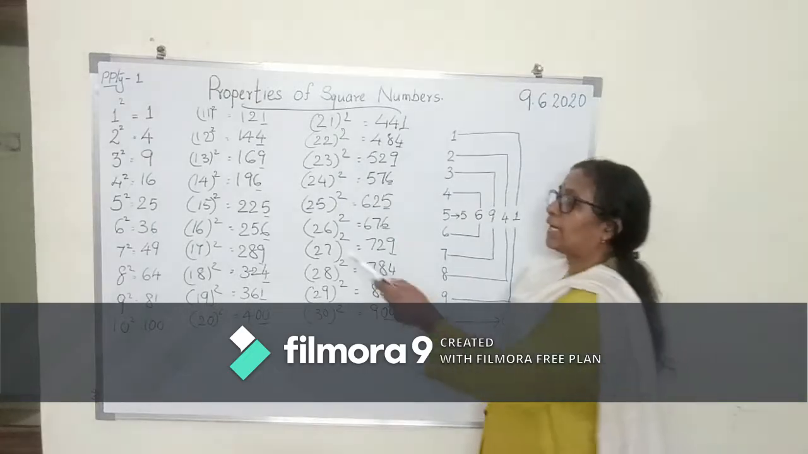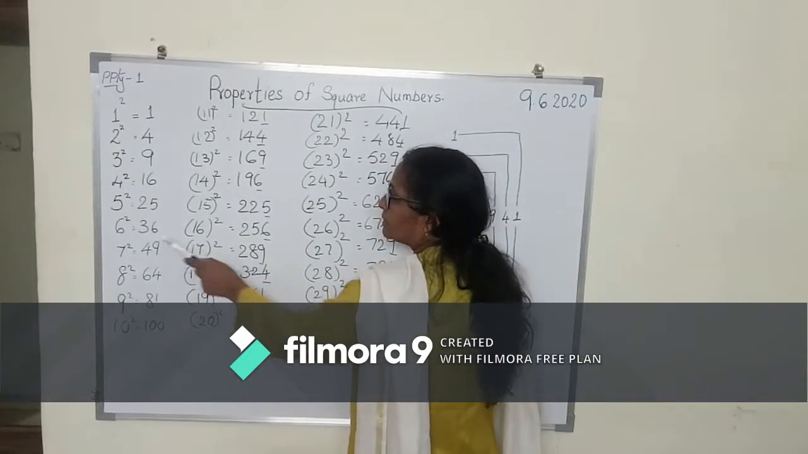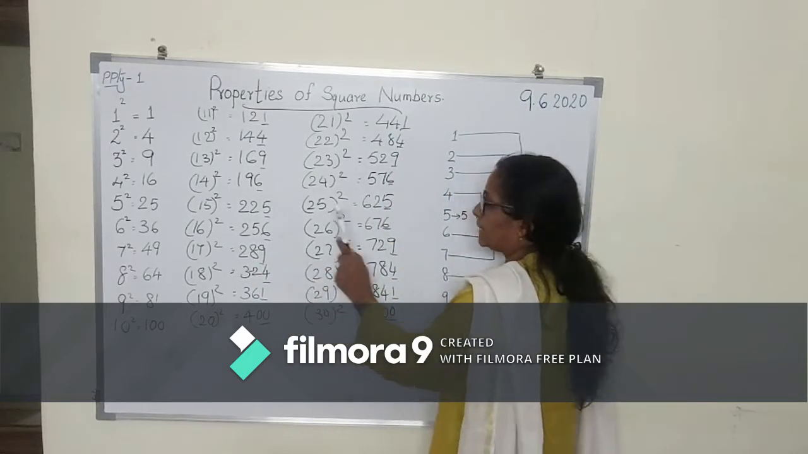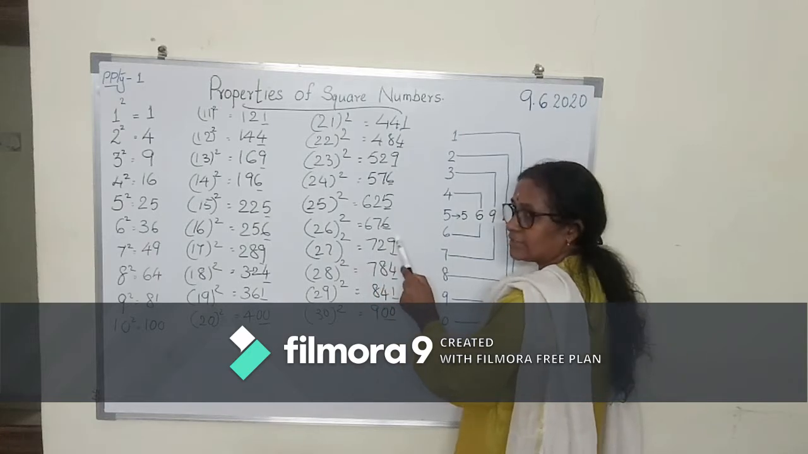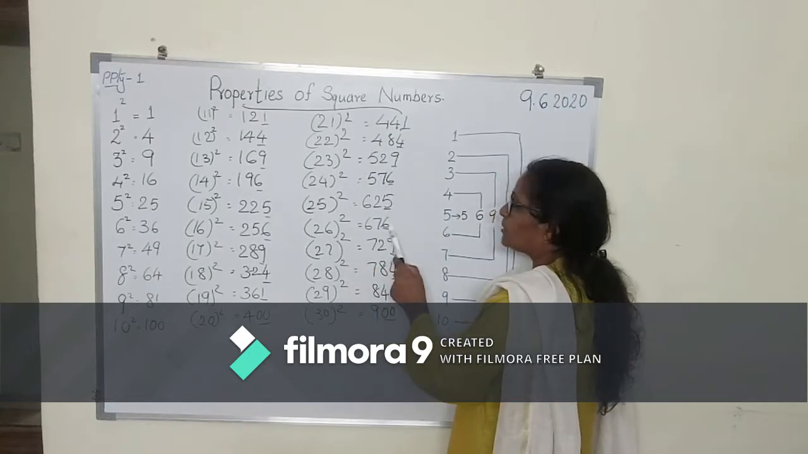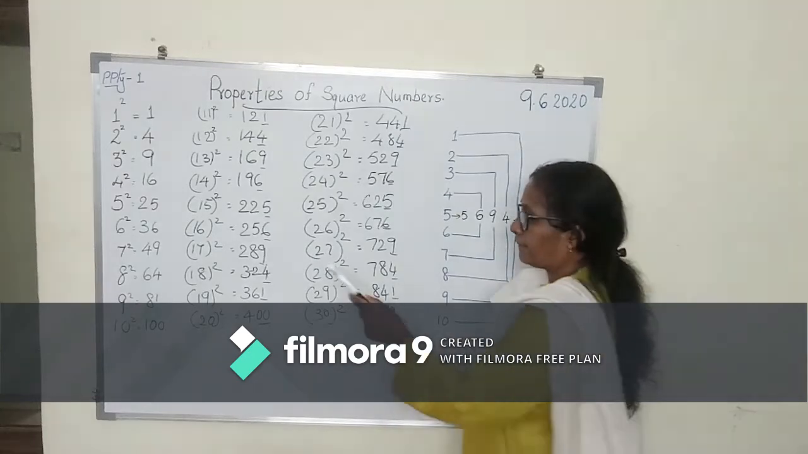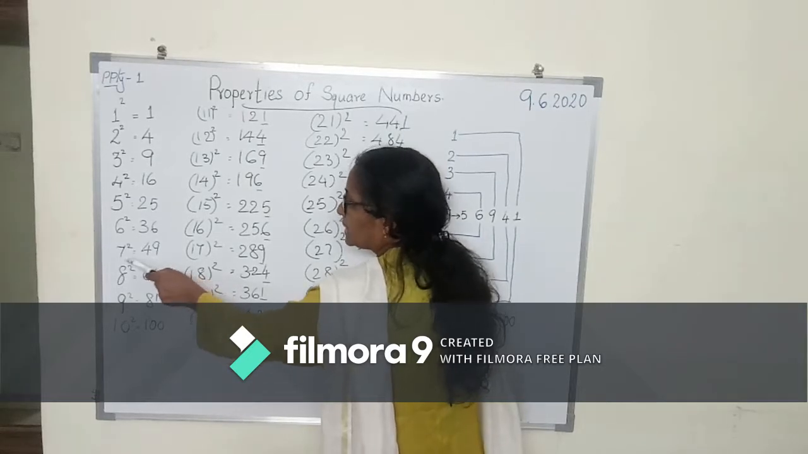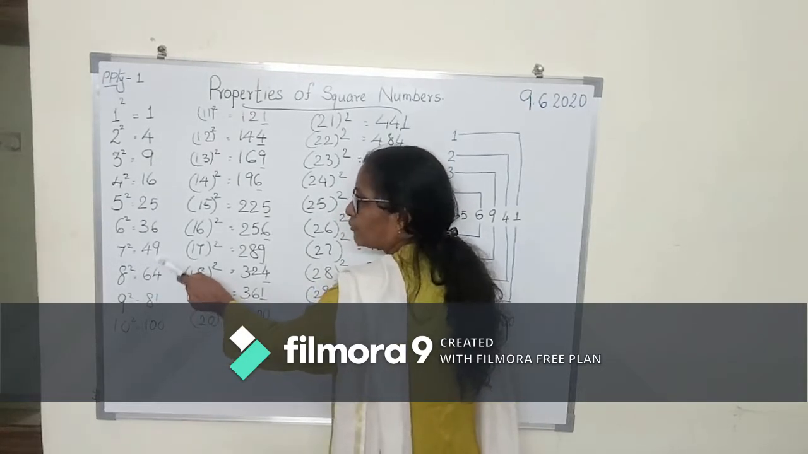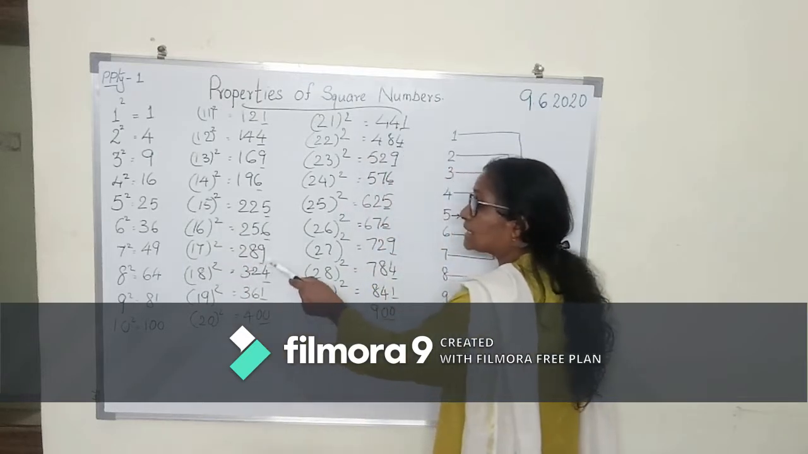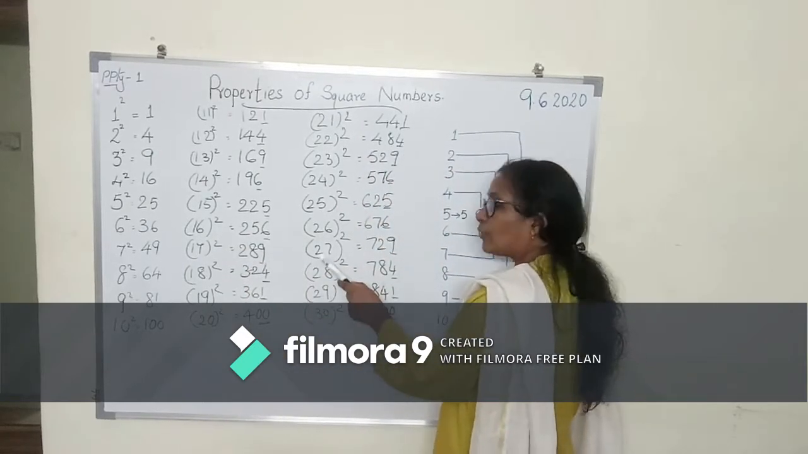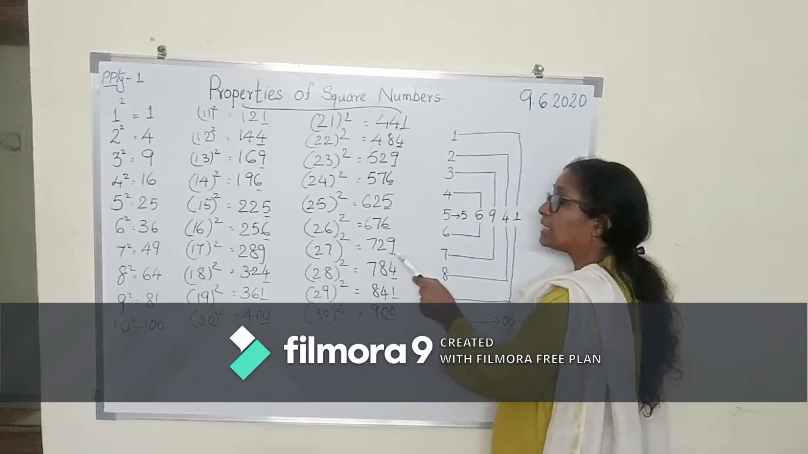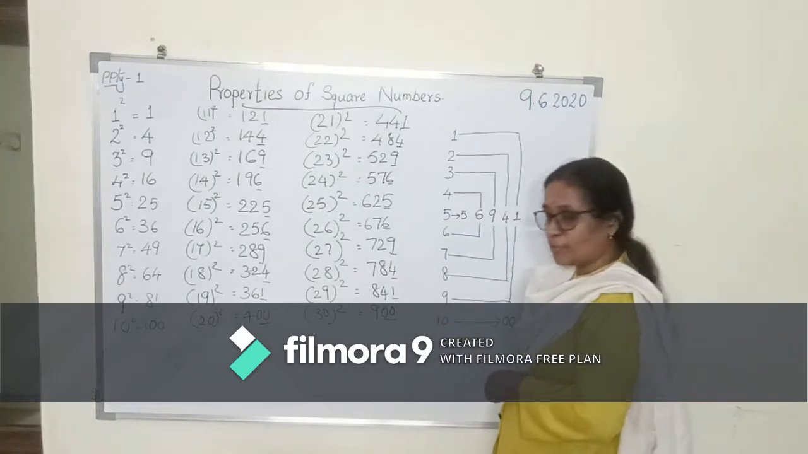Okay, now 6 square is 36. 16 square is 256. See here also 6 ends with 6. 26 square is 676. You see the number ends with 6. Square also ends with 6. 7 square is 49. So the unit place is 9. 17 square also has 9 in its unit place. 27 also has 9. The square of 27 is 729. So 9 in the unit place.